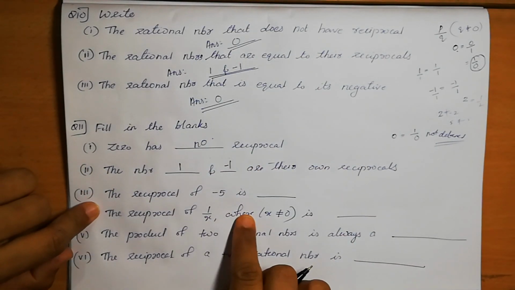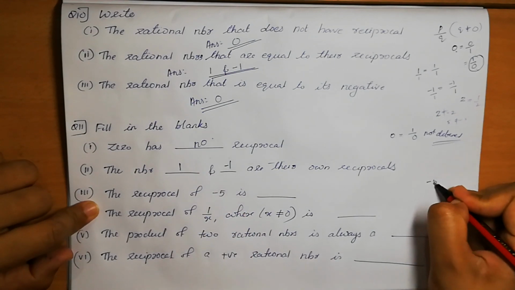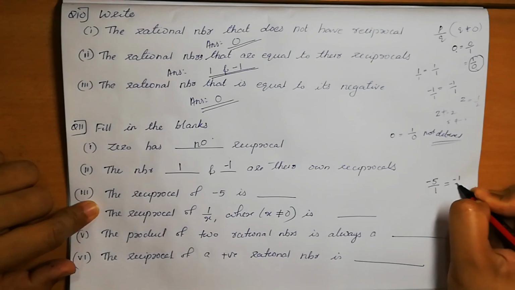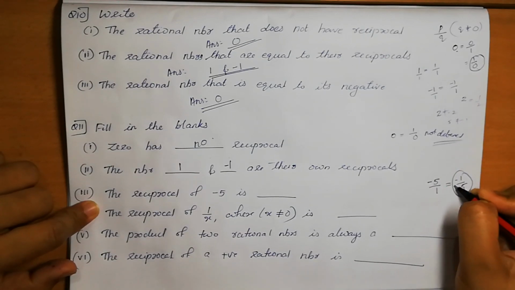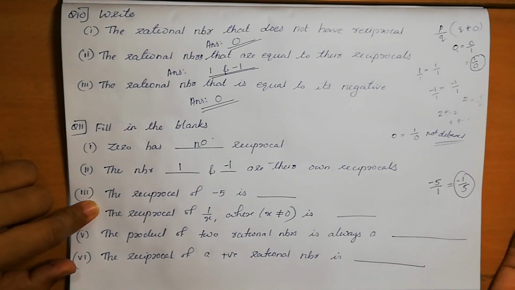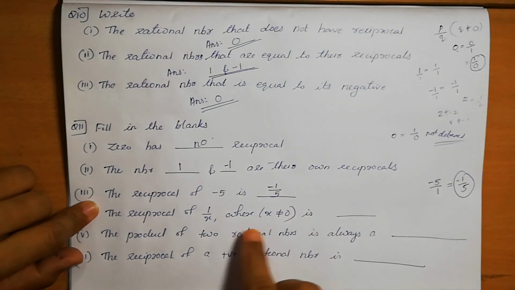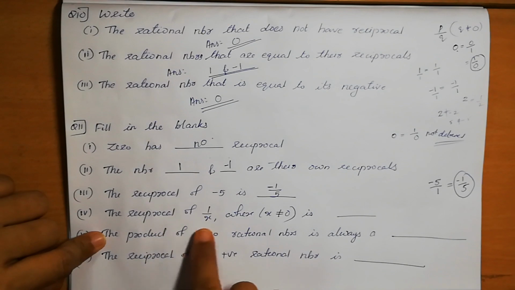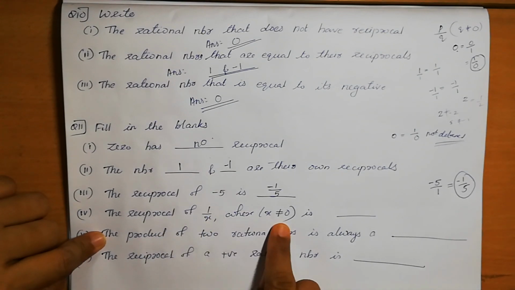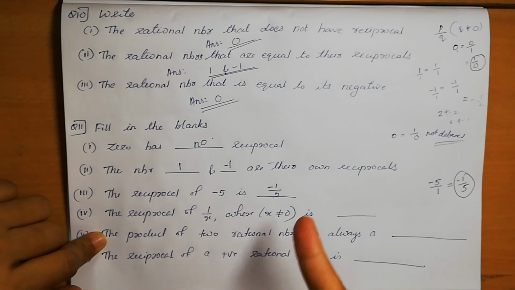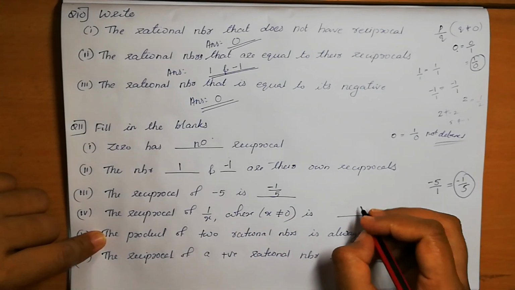The reciprocal of minus 5. Minus 5 we can write as minus 5 by 1. The reciprocal is minus 1 by 5. In standard form, the minus sign needs to be written in the numerator, correct. So minus 1 by 5 is the reciprocal of minus 5. The reciprocal of 1 by x, where x not equal to 0. If x equal to 0, that is not defined, right. So the reciprocal of 1 by x is x by 1, that means x.